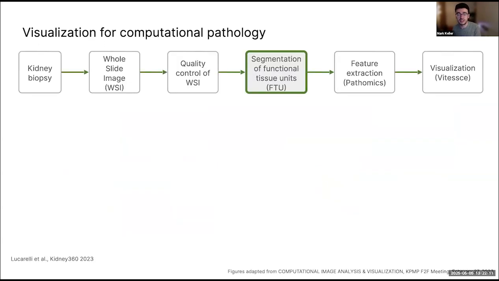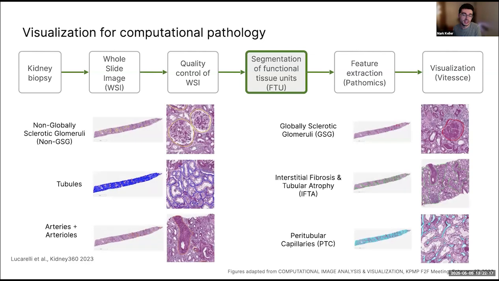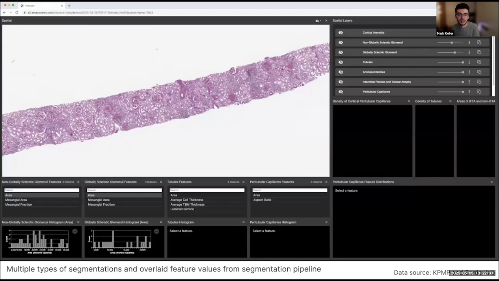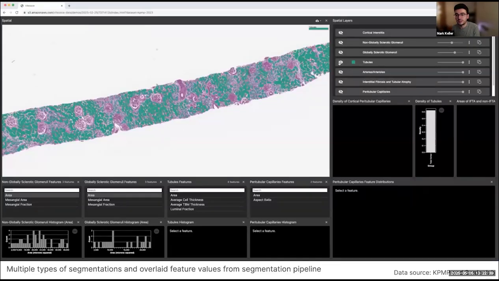So our collaborators have developed this pipeline for segmentation of functional tissue units in the kidney, and using this pipeline can segment things like glomeruli or tubules, as well as regions that are relevant to pathology. So this interstitial fibrosis and tubular atrophy, or IFTA regions, are one example. And so we developed a way to view these types of segmentations in Vitessce.